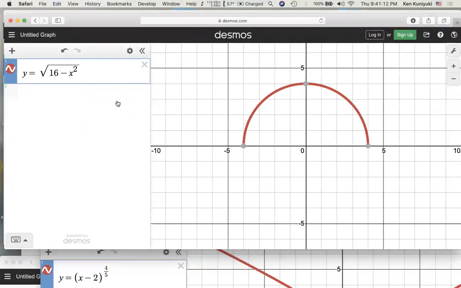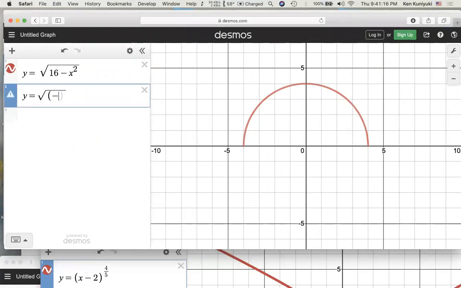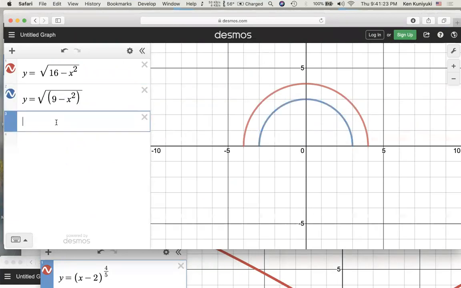So here's root 16 minus x squared. Here's root 9 minus x squared. Okay, that was a smaller semicircle, right? Here's y equals the square root of 4 minus x squared. That's a smaller one. What if there's a plus x squared?